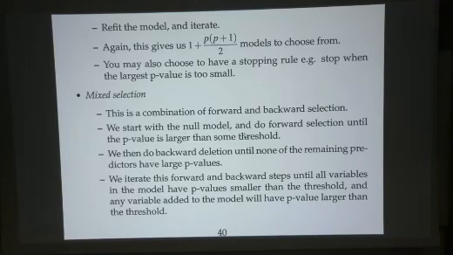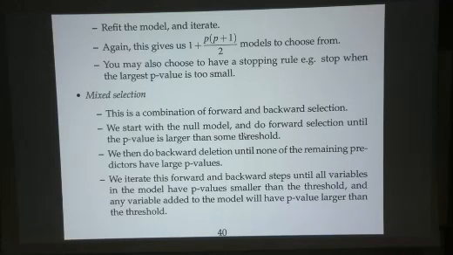Again, you can choose a stopping rule. You can stop when the largest p-value is very small. When the largest p-value is small, that means that for the model we are considering at that point, all the remaining variables are significant, so you stop.